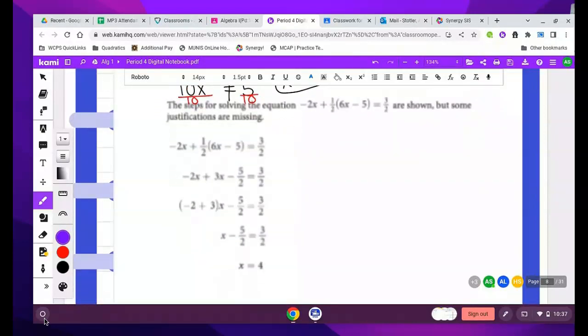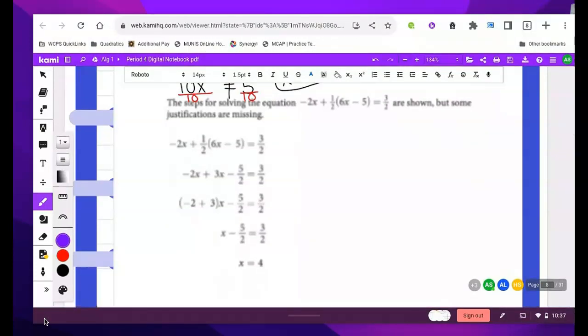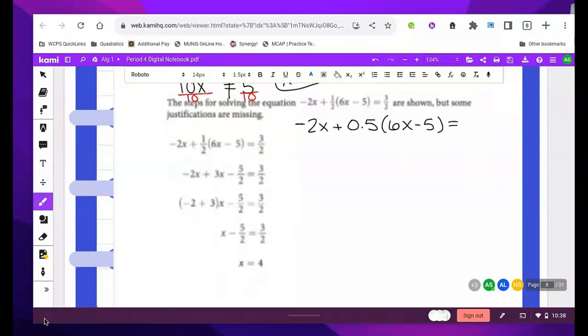All right, so the steps for solving the equation -2x plus 1/2 times (6x minus 5) is equal to 3/2. If you don't like the fractions, we can turn those into a decimal very easily. So we have -2x plus, and we can change 1/2 to 0.5, times (6x minus 5), equals, and 3/2 as a decimal, that's just 1.5. So if you need to change them all to decimals, you can definitely do that.